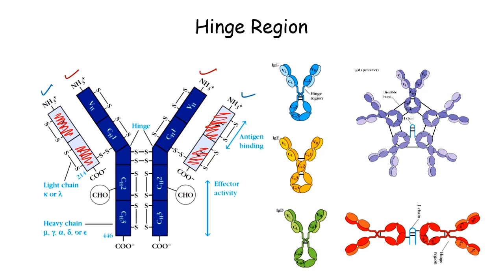Similarly, heavy chain also has several domains. So this is a variable domain of heavy chain and these are the constant domains of heavy chain. There can be three, there can be more than three constant domains in a heavy chain. Now if you see the heavy chain, in between the constant domain 1 and constant domain 2, there is an extended amino acid sequence in the heavy chain and this extended amino acid sequence is known as hinge region. It provides two different properties.